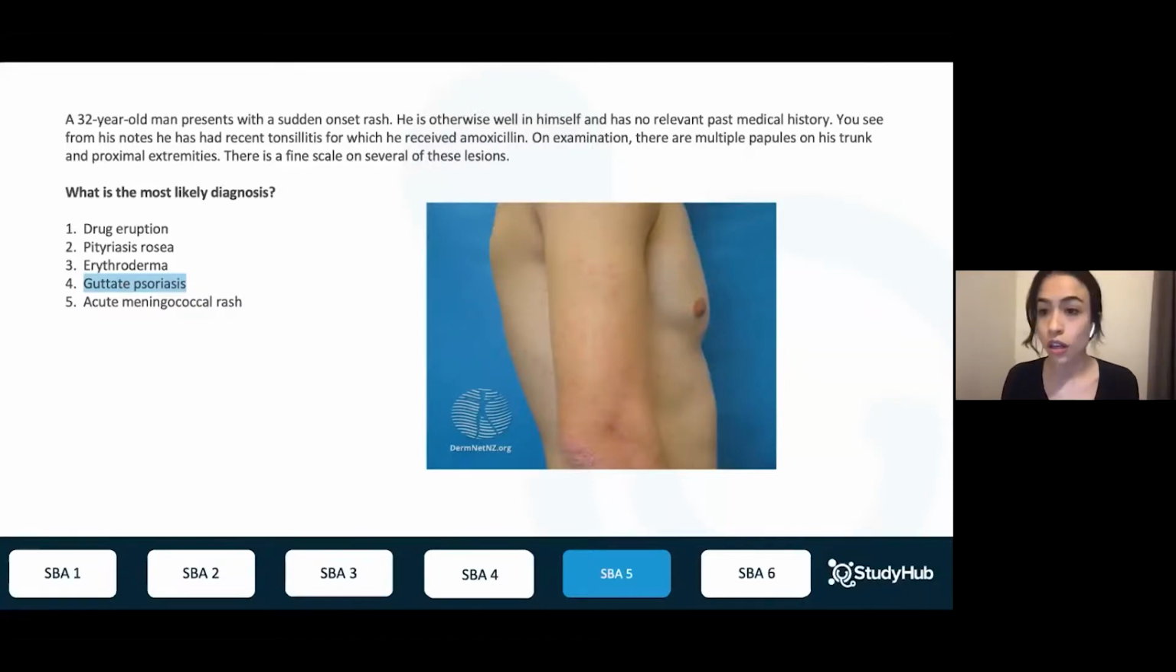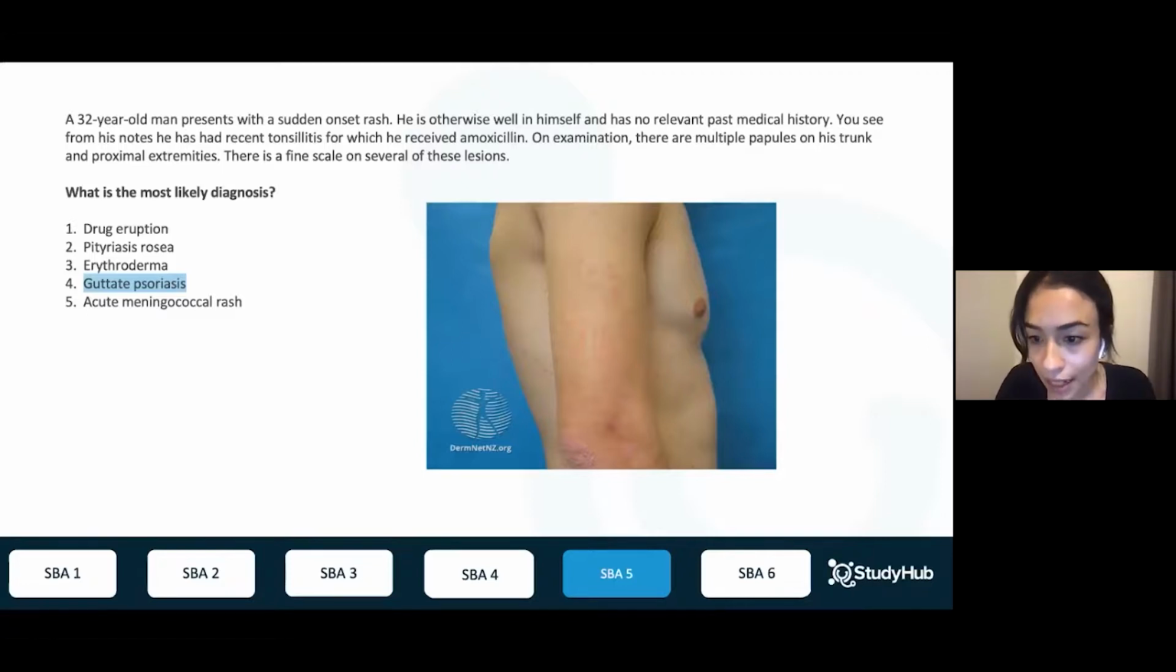So the clues here are essentially recent tonsillitis, and I guess the red herring here is the amoxicillin. But just be wary with SBAs for going for something that doesn't point to a definitive diagnosis. A drug eruption, that's a bit of a wishy-washy kind of diagnosis to go for. So just try and think carefully when answering SBAs as to what they're trying to get at as well.